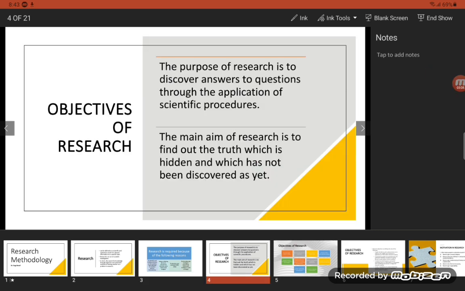What are the main objectives of research? As we said, that the main purpose of research is to answer a question, to find solution. Okay, so we have to set a question and to find or discover an answer for this question. So the main aim of research is to find out the truth which is hidden and which hasn't been discovered.